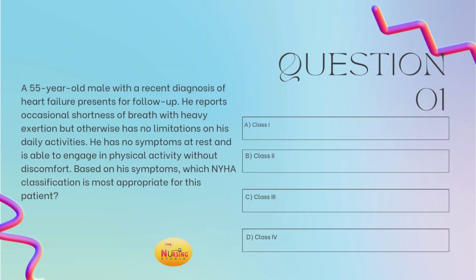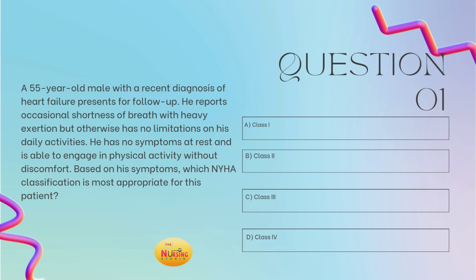Question number 1 states a 55-year-old male with a recent diagnosis of heart failure presents for follow-up. He reports occasional shortness of breath with heavy exertion, but otherwise has no limitations on his daily activities. He has no symptoms at rest and is able to engage in physical activity without discomfort. Based on his symptoms, which NYHA classification is most appropriate for this patient? Is it A, Class 1? Is it B, Class 2? Is it C, Class 3? Or is it D, Class 4? Take a moment and tell me what you got in the comments, y'all.